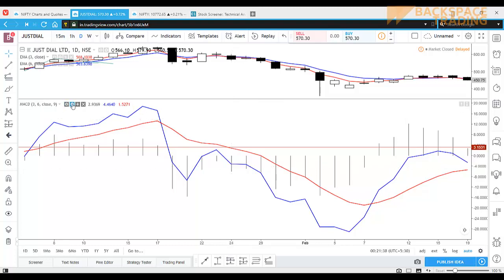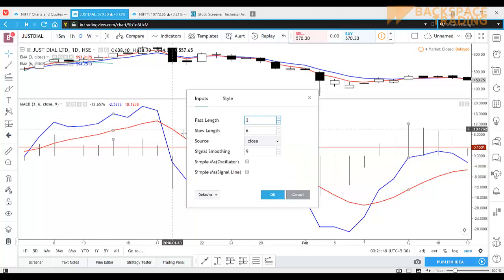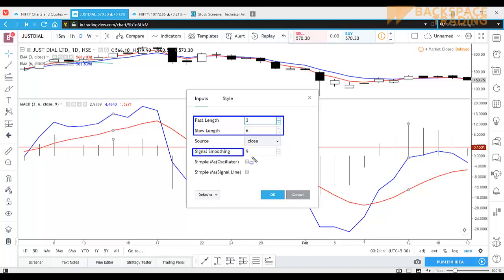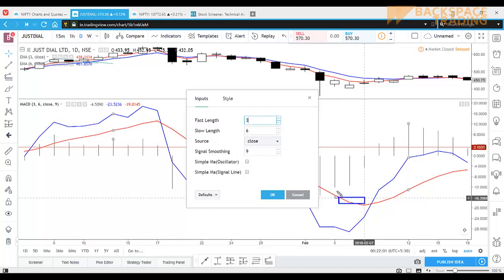Let me open this setting. You see, this is fast length, slow length of 3 and 6. This is signal smoothing, that is 9. So it is 3, 6, 9: fast, slow, and signal smoothing 9. That is how the order is. When you see, this 9 is this red line. You should know that by now.